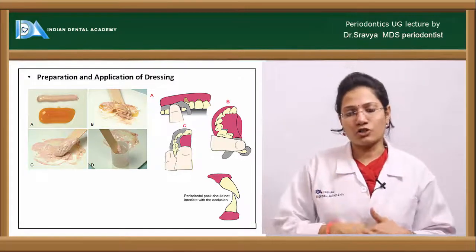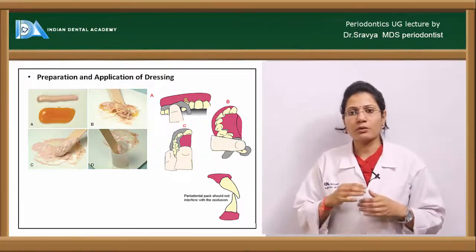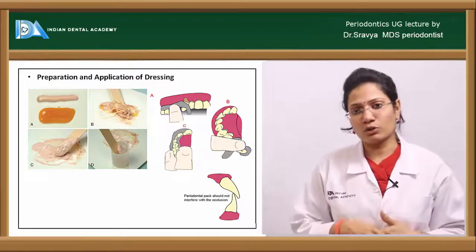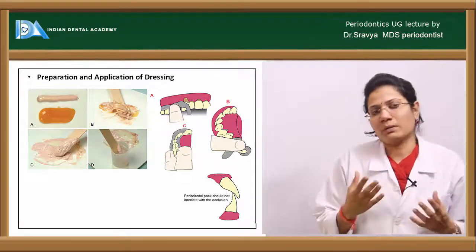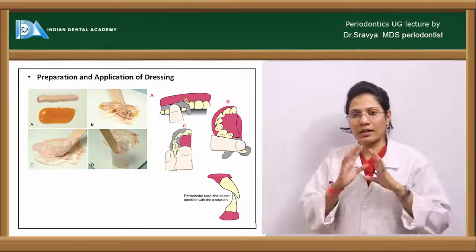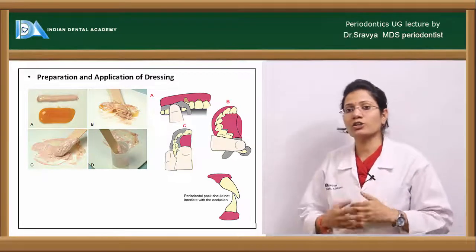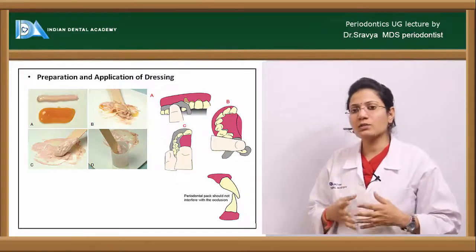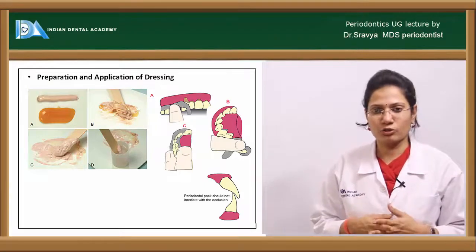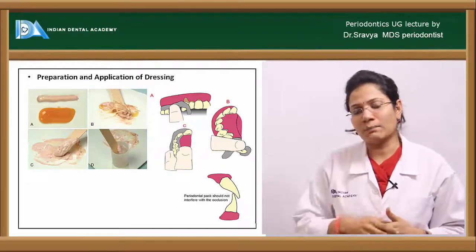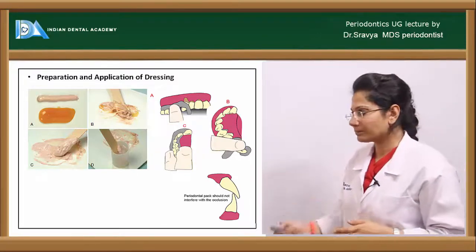Now, your pack extension: you should make sure that your pack is restricted only to the area of surgery. It can cover a little bit of the cervical portion of the tooth, and a little bit into the tissues, about 2 to 3 millimeters. Make sure it doesn't extend too much apically into the vestibular areas, or too much onto the occlusal surfaces. If it covers the occlusal surfaces, it will interfere with the occlusion. If it extends too much apically, it can cause ulcers in your vestibular area.